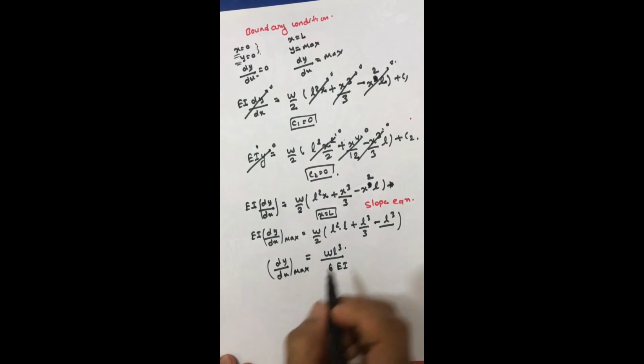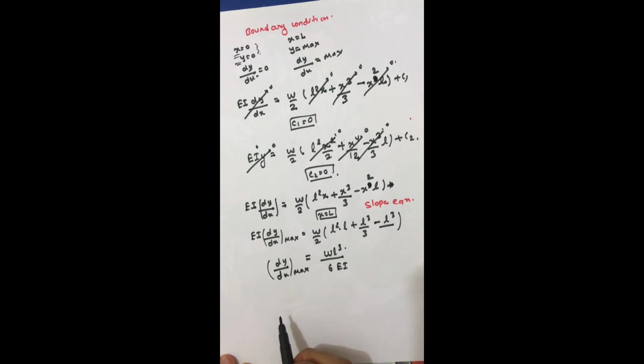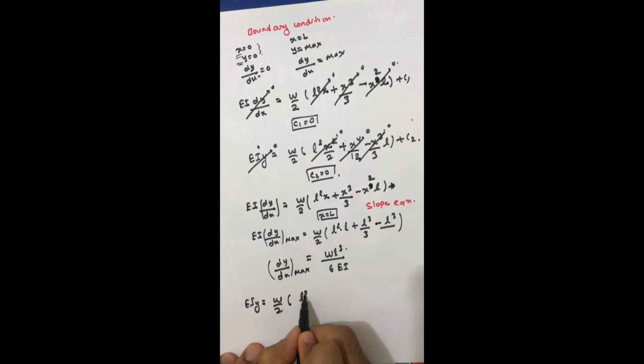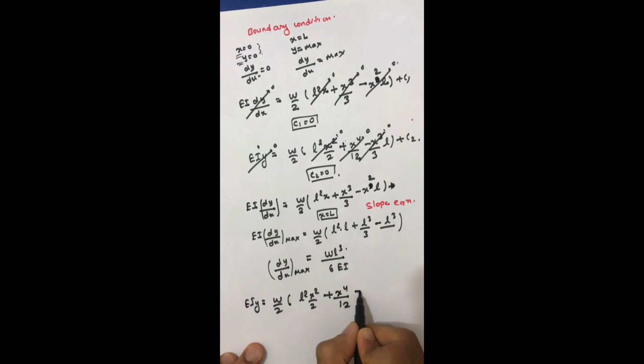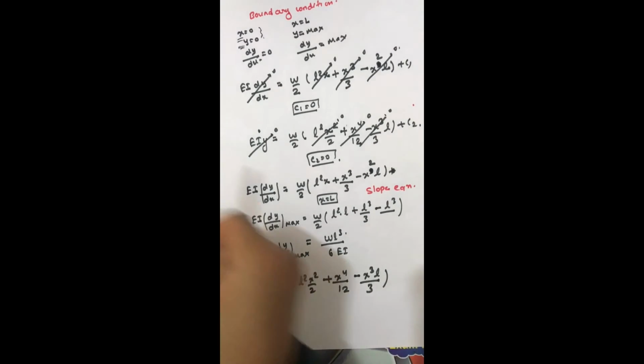Now by putting the values of C1 and C2 in equation number 3, I will get the deflection equation, and it is like this: EI y equals w/2 times (L squared x squared divided by 2 plus x to the power of 4 divided by 12 minus x to the power of 3 L divided by 3). No need of writing the C1 and C2 values. This is also known as the deflection equation.